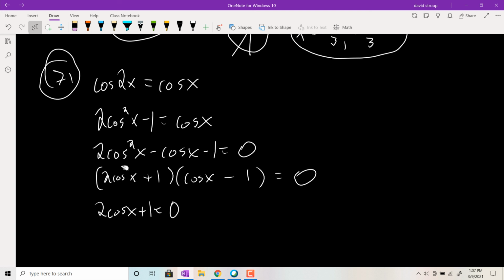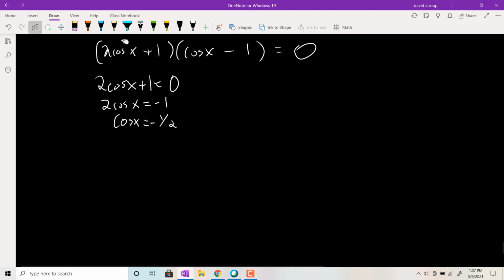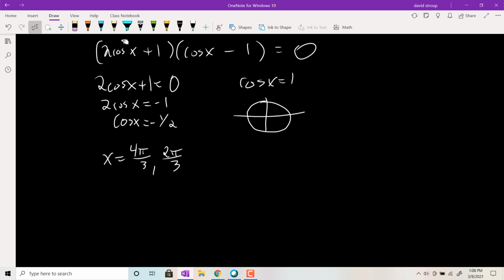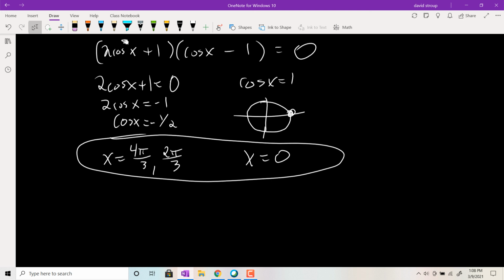Again, we got that one. Sorry that this one isn't very interesting. Cosine x equals -1/2, so we already have those answers. 4 pi over 3. And the other one was 2 pi over 3, so I put them in reverse order. Cosine x equals 1, and on the unit circle, where does that happen? That happens at 0 and at 2 pi, but 2 pi isn't included, so just x equals 0. And those will be our 3 answers.